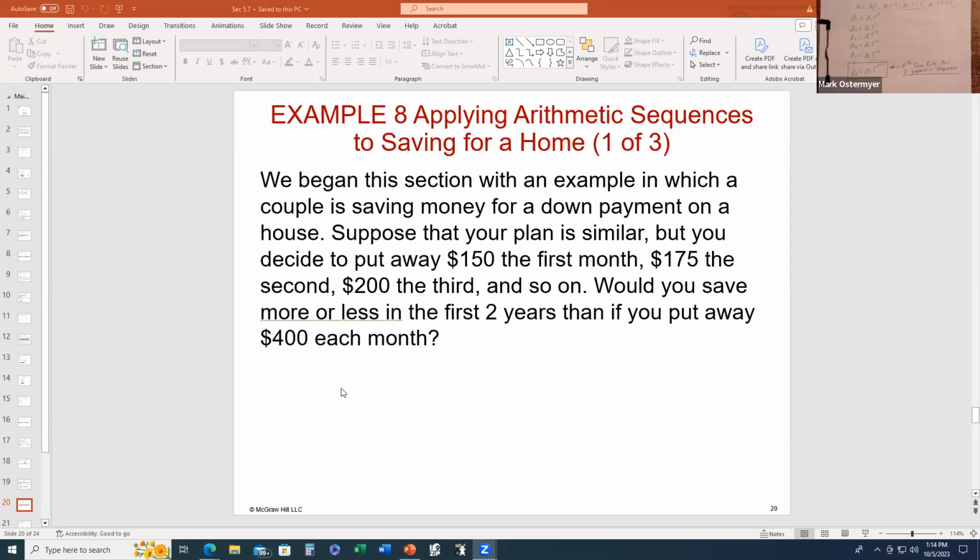All right, let's get back to our money problem here. We began this section with an example in which a couple is saving money for a down payment on a house. Suppose that your plan is similar, but you decide to put away $150 the first month, $175 the second month, $200 third month, and so on. Would you save more or less in the first 2 years than if you put away $400 each month?